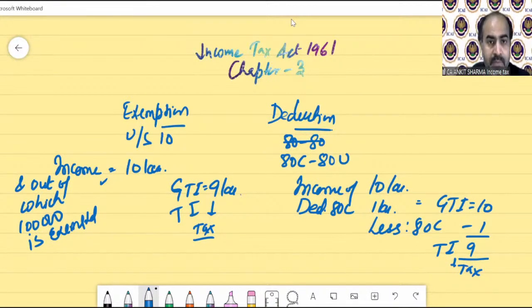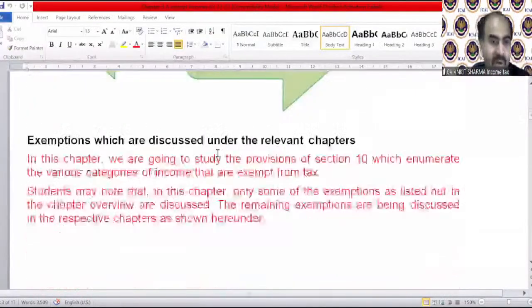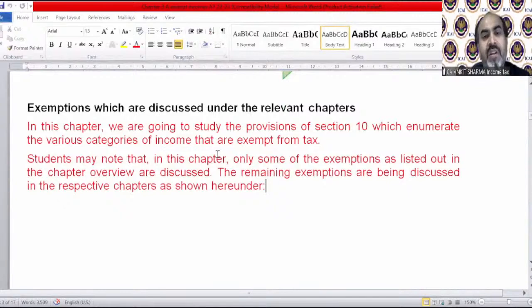So that was the basic difference between a deduction and an exemption. Regarding exemptions discussed under the relevant chapters, I have told you that there are certain exemptions related to a specific chapter. Those kinds of exemptions you will come to know when you read that chapter. So we will take those exemptions which will not fall in a specific head of income. Clear? In this chapter, we are going to study the provisions of section 10, which enumerate the various categories of income that are exempt from tax.